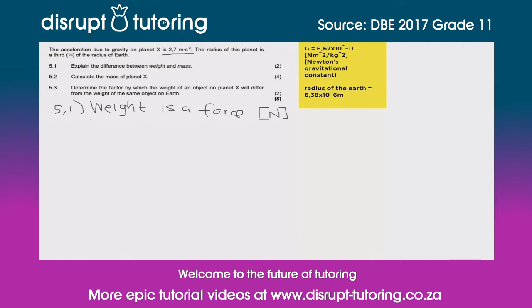But mass is the amount of matter that makes up an object, and that's measured in kilograms. So it's important to note that mass stays constant on each planet, but weight changes as a result of this constant g, which is the gravitational acceleration on each planet. Okay. So now to make space for the next one, let me just erase this part.